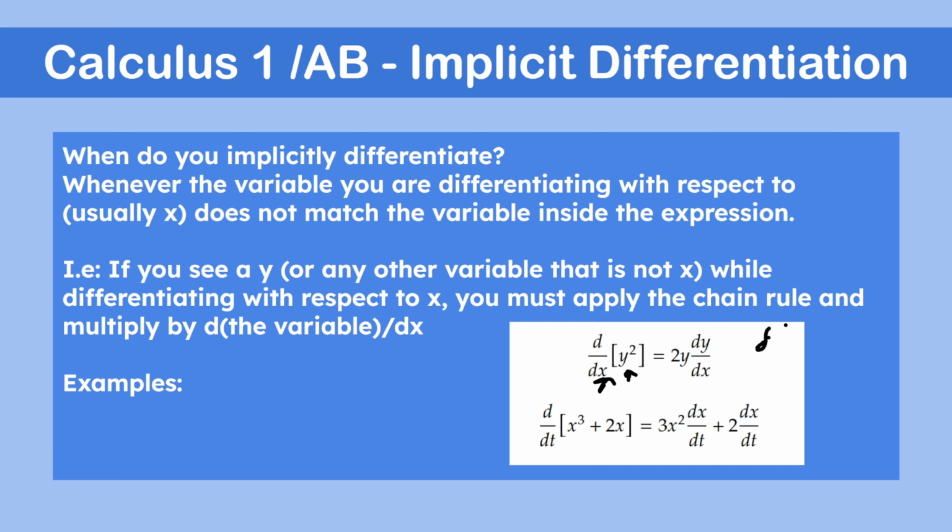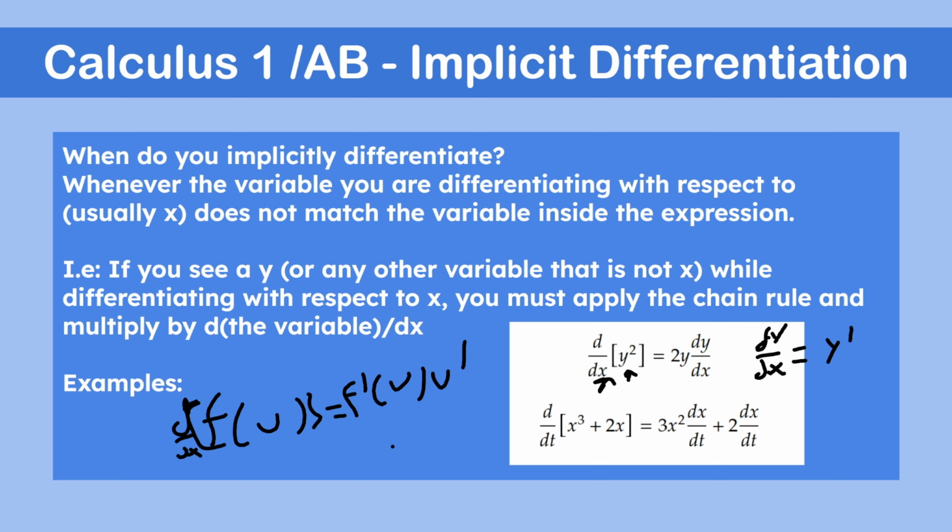because dy dx is the same thing as y prime. If you recall from the chain rule, the derivative of f of u is f prime of u multiplied by u prime, where u corresponds to y and f here corresponds to something squared. So that's why there's a 2 right here and there's a dy dx, because that's the same thing as y prime.